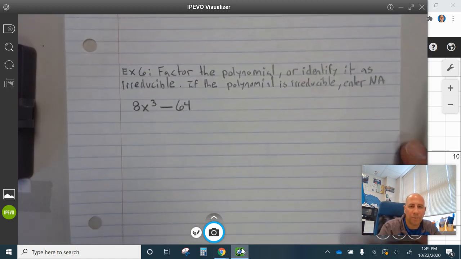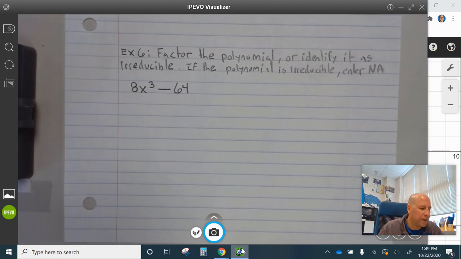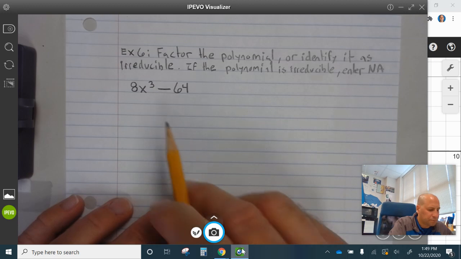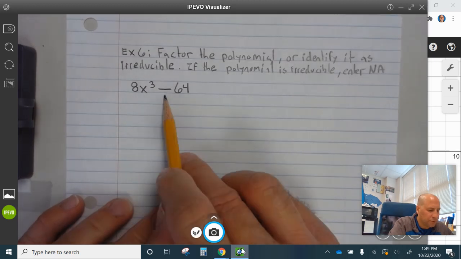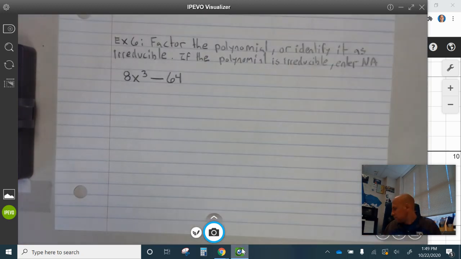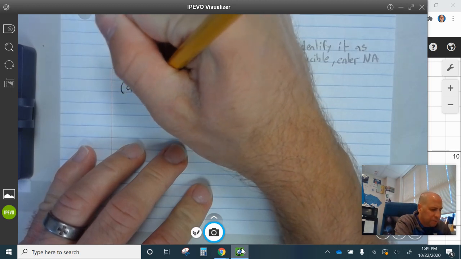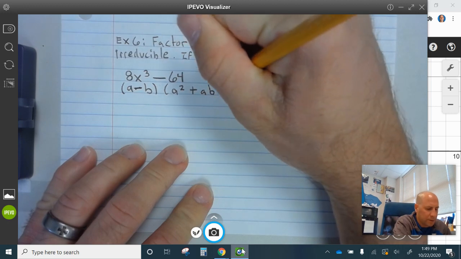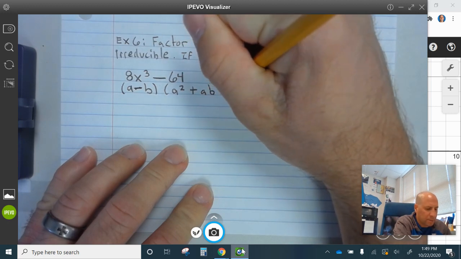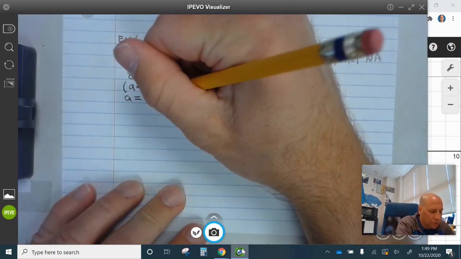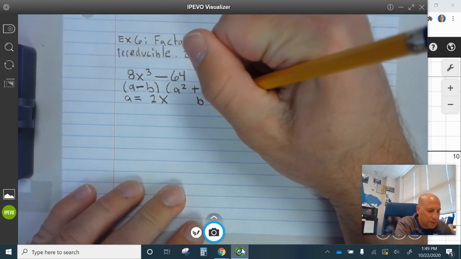All right, example 6. Factor the polynomial or identify it as irreducible. If the polynomial is irreducible, enter NA. So this looks like a difference of cubes, so we're using this right here. So that's going to be A minus B times A squared plus AB plus B squared. Okay, so now we need to find A. Well, that's easy. That's 2x. And then B is 64.